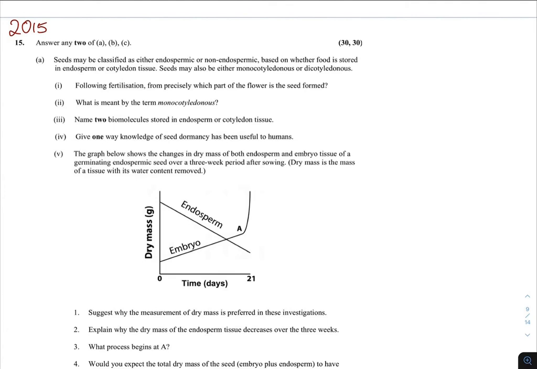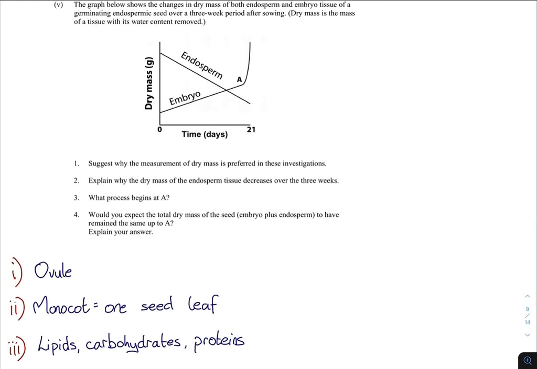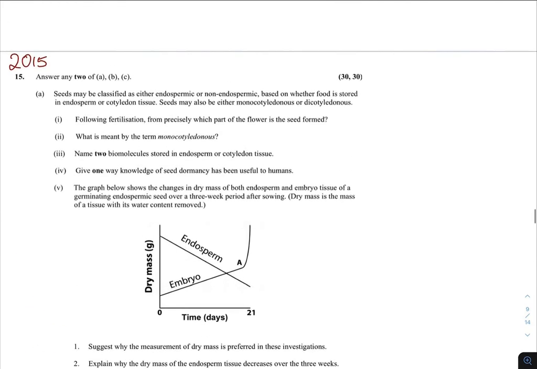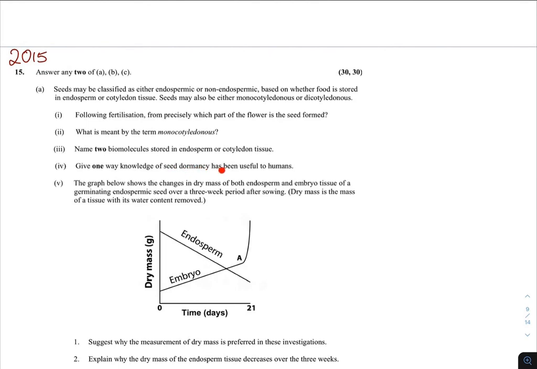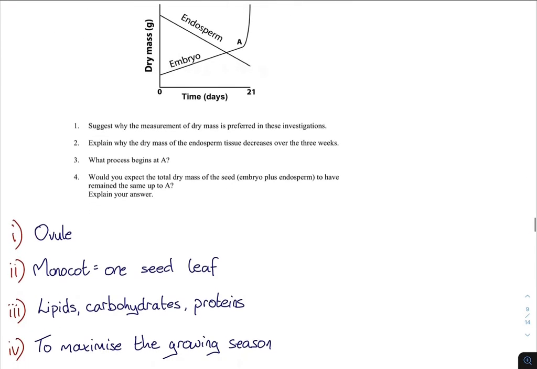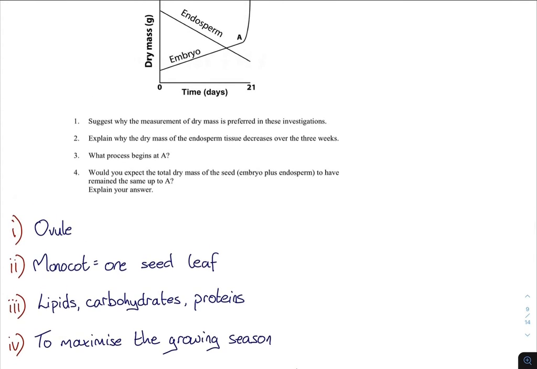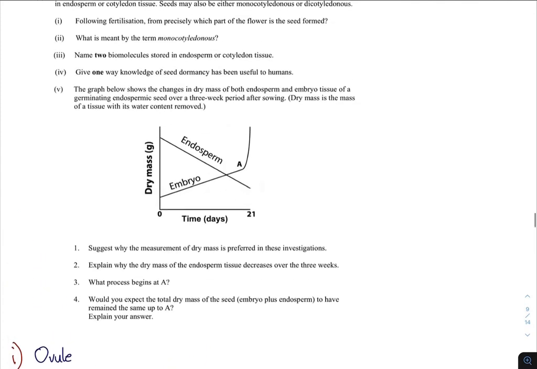Name two biomolecules stored in the endosperm or the cotyledon tissue. Well, there's a few there. You could say your lipids, you could say your proteins, you could say your carbohydrates. Any of those three would be fine. Give one way in which knowledge of seed dormancy is useful to humans. Well, we said that already. That's to maximize the growing season, and I didn't put it in there, but to know the correct temperatures for seeds during dormancy.